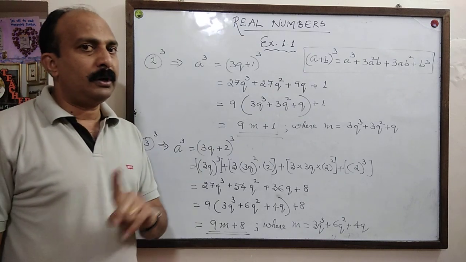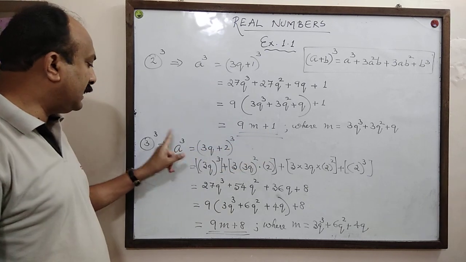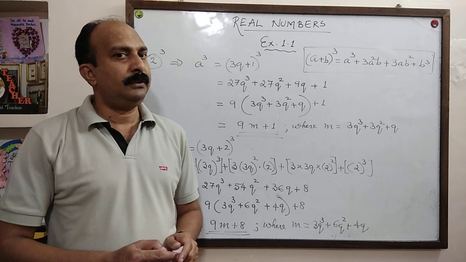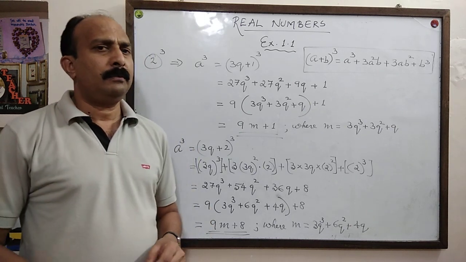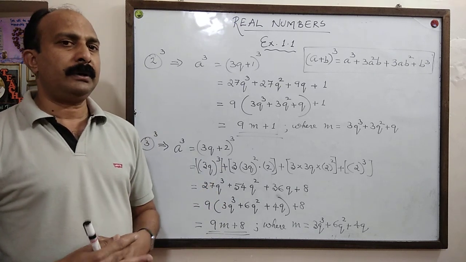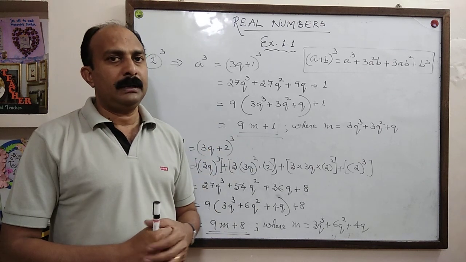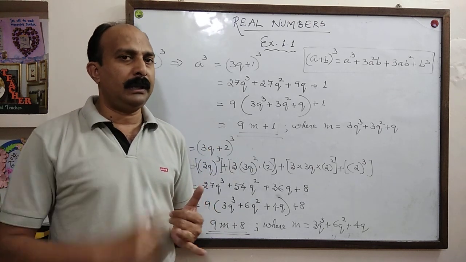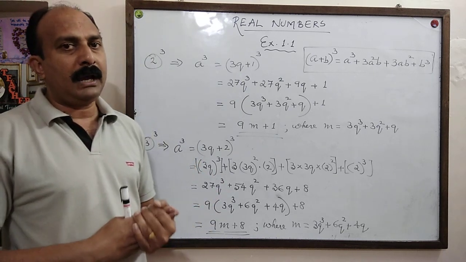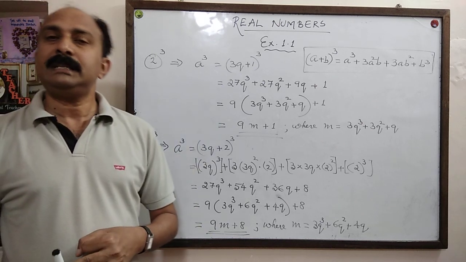In the first one we got 9m, second one we got 9m plus 1, and in the third one we got 9m plus 8. So we have seen two questions today. Both the questions were almost of the same type. Both the questions are important. Previous question was to express square of the given number in the form of 3m or 3m plus 1. Here, cube of the given positive integer as 9m, 9m plus 1 or 9m plus 8.